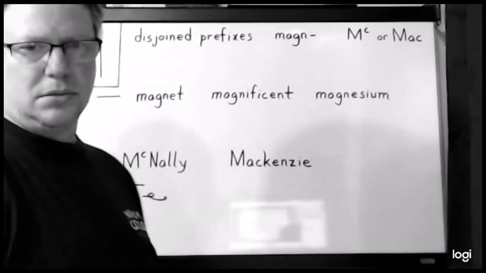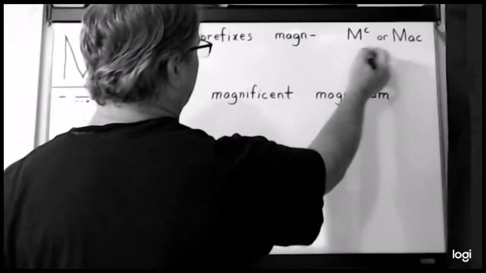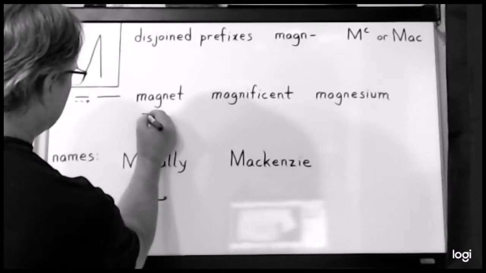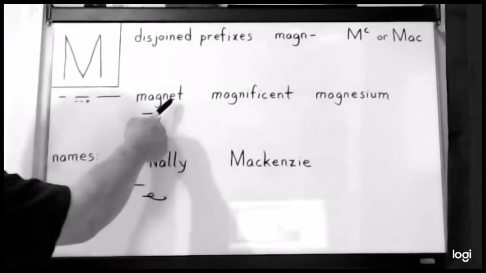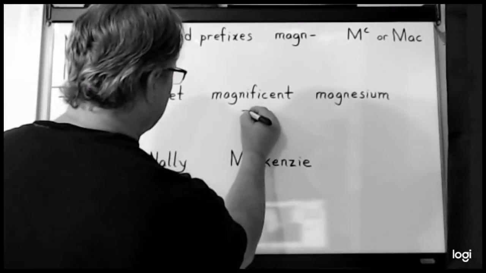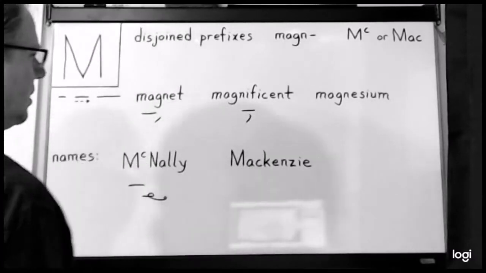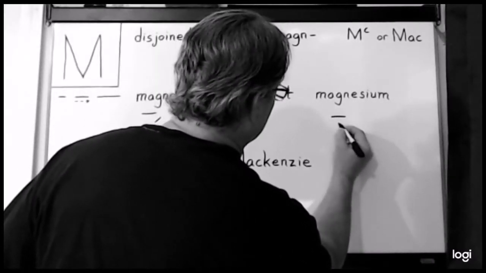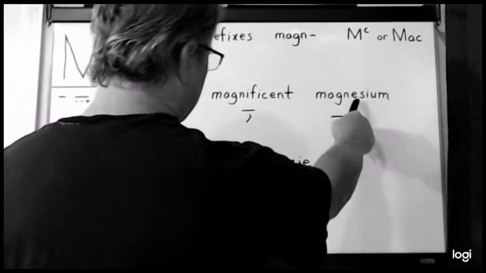The letter M can also stand for the disjoined prefixes magna and mac or mac in names. So for the word magnet, we will write the disjoined M and then the letter T. The E here is omitted. In magnificent, this is somewhat of a short form. It will just be an M and then the letter F right below it. For magnesium, we'll just write the disjoined M and then the S and the M. And again, this vowel E here, magnesium, is omitted.